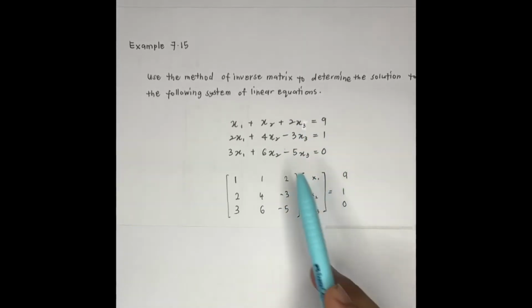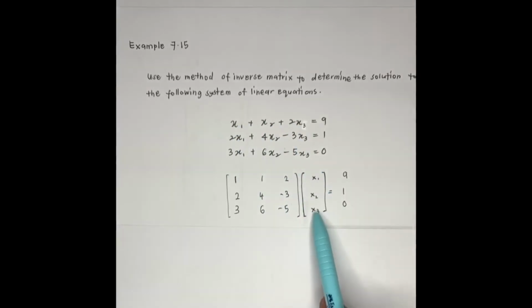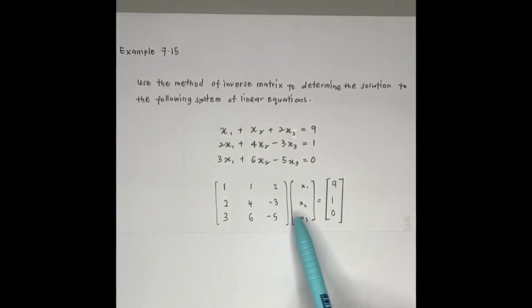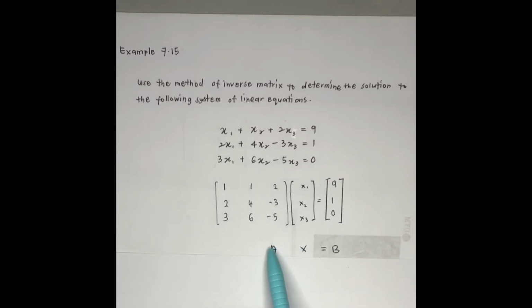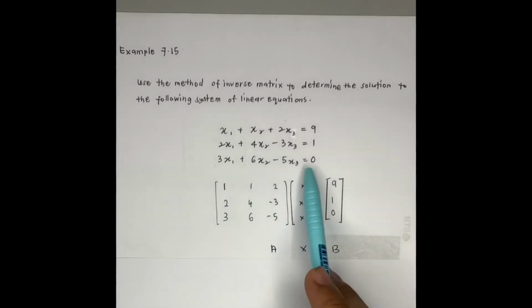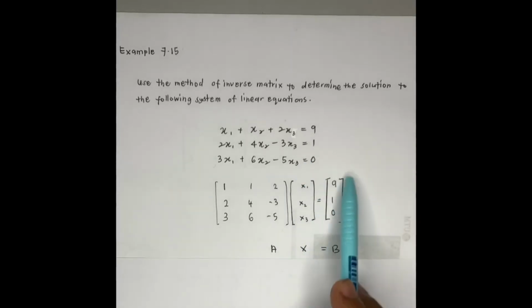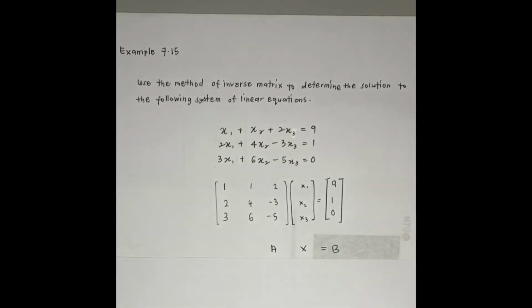x1, x2, x3. Just write it down right here. The matrix form can also be represented as A x equal to B. This is the A, the middle one is the x, and the other side is B. So we move to the next step, which is the first step.